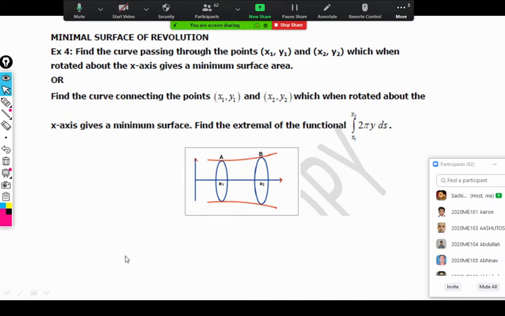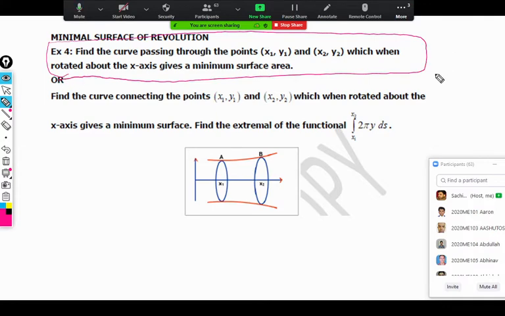You can see the question can be asked in 2 different ways. The first way, example 4: find the curve passing through (x1, y1) and (x2, y2) which, when rotated about the x-axis, gives a minimum surface area. Only this much is given, so you will observe the integral is missing in this question. At that time you have to remember the integral for that, which is this one. Let me tell you how that integral gives us a surface area first, and then we have to minimize it.